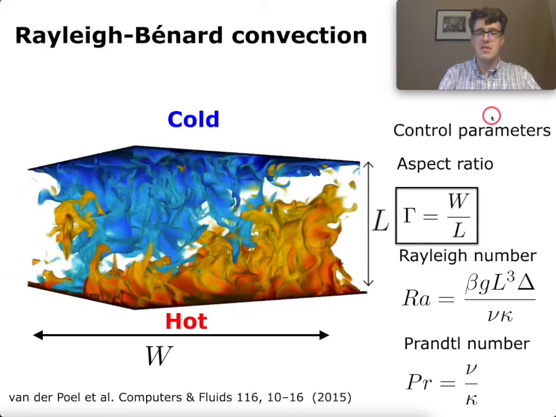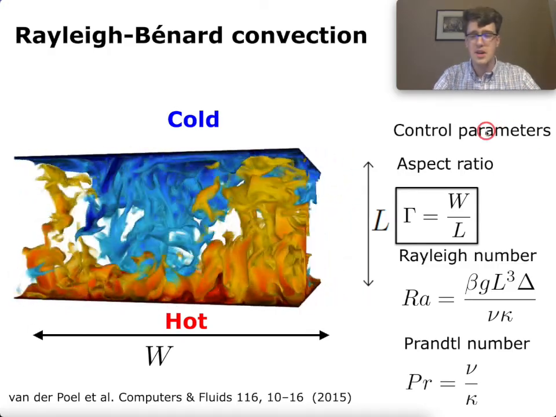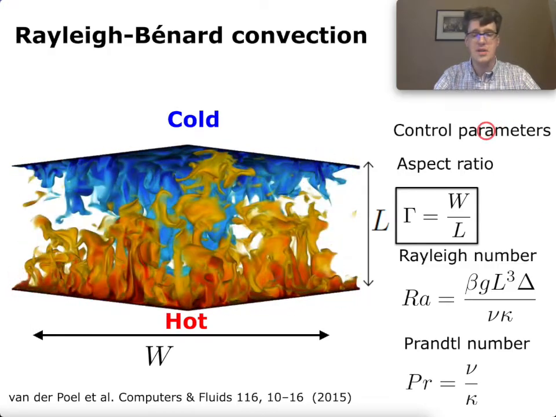The system is described by a few control parameters. The aspect ratio of the system, which is the width over the height of the system. The Rayleigh number, which is indicating the non-dimensional thermal driving of the system, which is basically a measure for the non-dimensional temperature difference between the plates. And the Prandtl number, which is indicating the properties of the fluid.